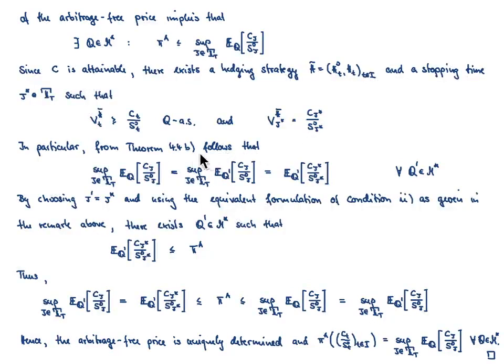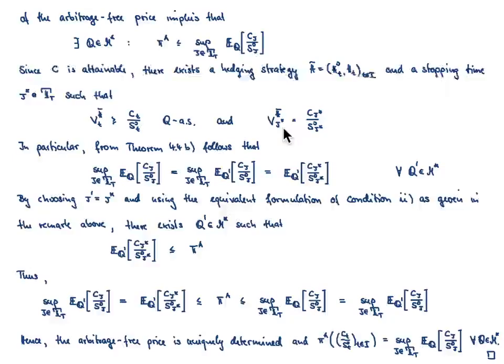And now we can take advantage of the fact that by Theorem 4.4(b), we know that the optimal stopping problem is independent of the choice of the equivalent martingale measure. So we know that the supremum over all τ taken from the set of admissible stopping times of that expected value under Q of this discounted American contingent claim evaluated at τ is equal to the same optimization problem, but here with respect to this measure Q'. And moreover, we also know that that optimal stopping problem coincides with the value of this expectation under this measure Q' at the stopping time τ*, which we have given to us by the hedging strategy.